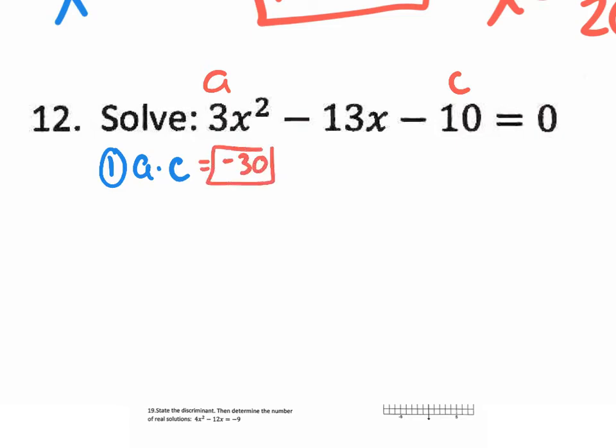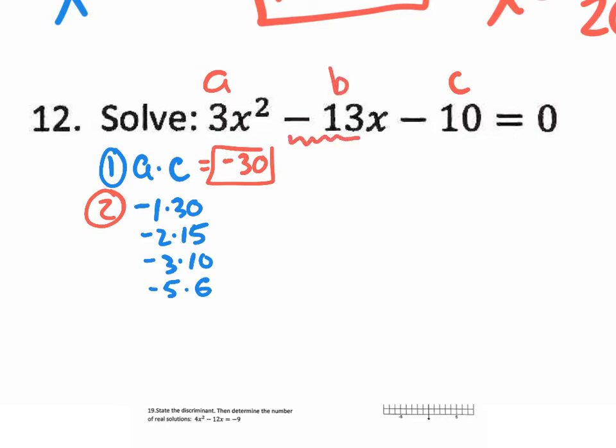And then step 2 is to think of the multiples of negative 30, like negative 1 times 30, negative 2 times 15, negative 3 times 10, negative 4, negative 5 times 6. Those are all the possible multiples of negative 30. And we need to see which pair of numbers combines together to give us the b value, which is negative 13. Now, if we do combine the negative 2 and the positive 15, we get a positive 13, and we know we want a negative 13. So my pair of numbers is really a positive 2 and a negative 15. Right? We had the right numbers, we just had the wrong signs, so we changed the signs.